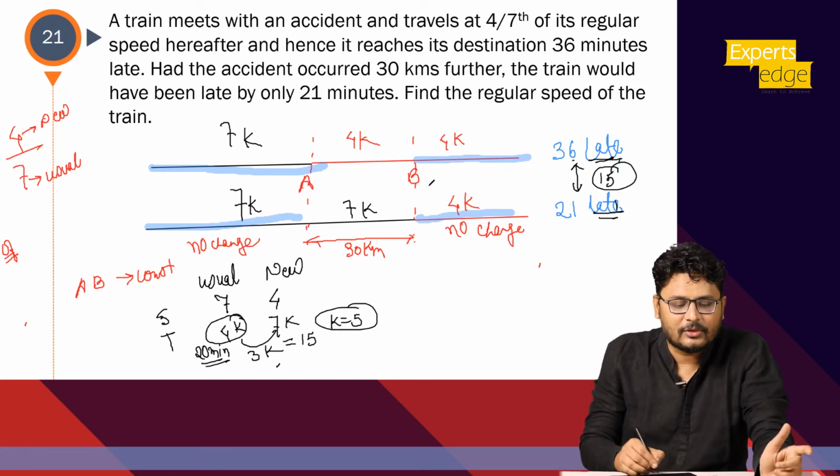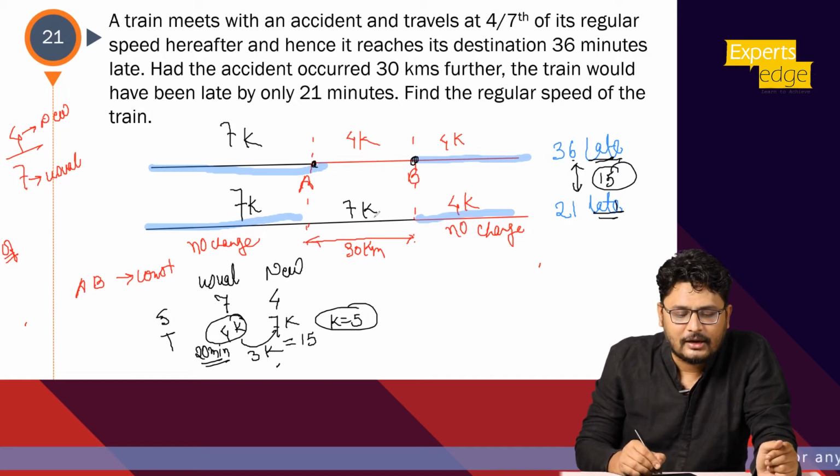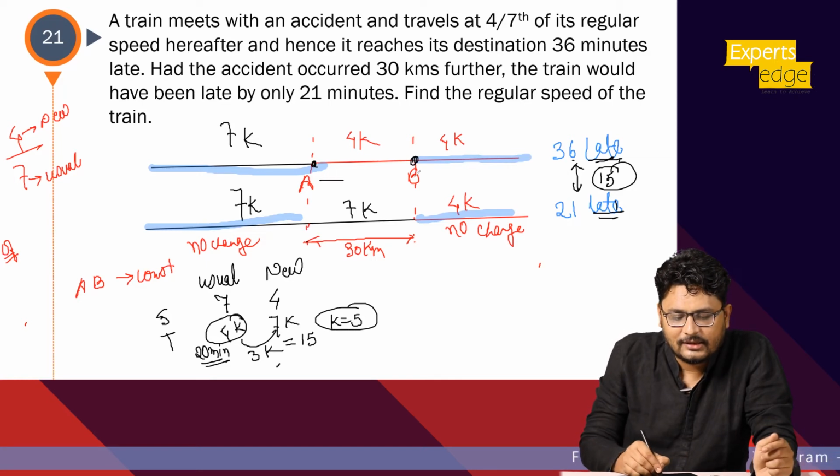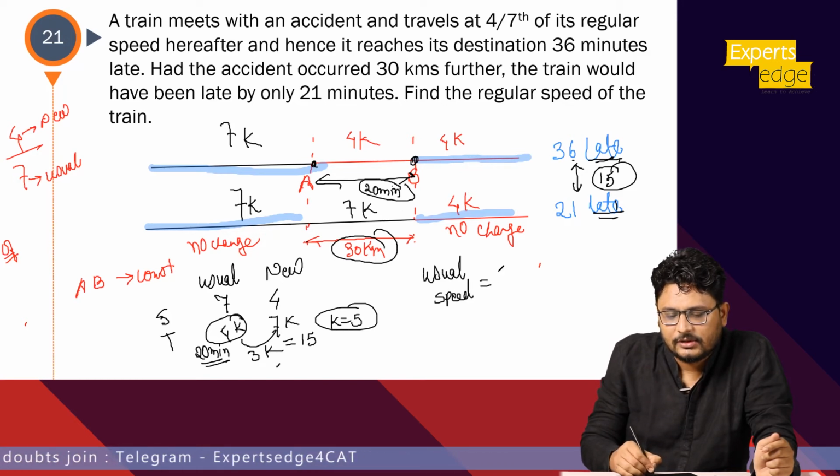Now the usual time or the regular time, this 20 minutes, what time is it? It's the time to go from A to B at the usual speed. And I know this is the distance, so I'll get the speed, right? So to go from here to here it takes me 20 minutes to travel the distance of 30 kilometers, right? So what should be the speed? Usual speed is nothing but distance by time.